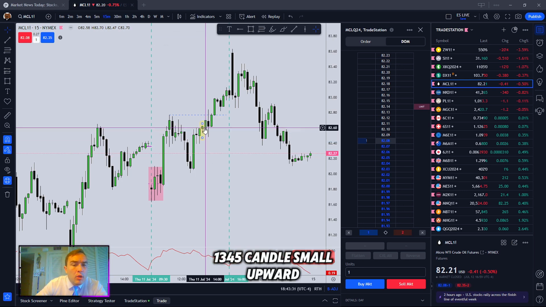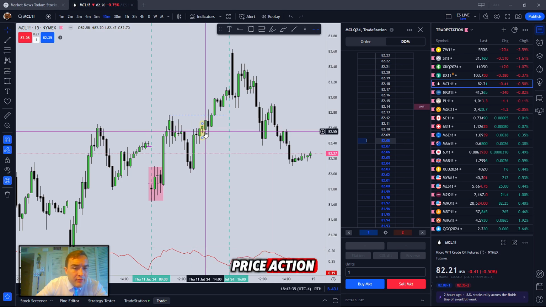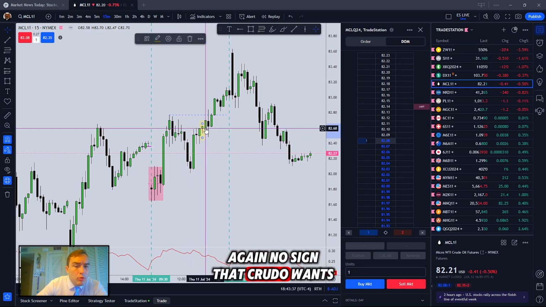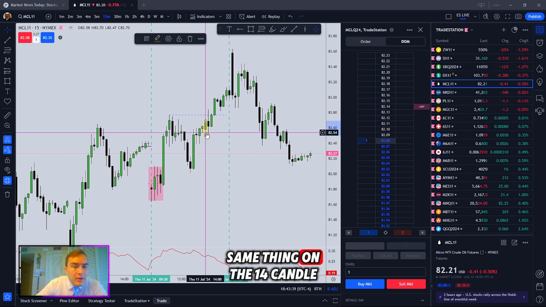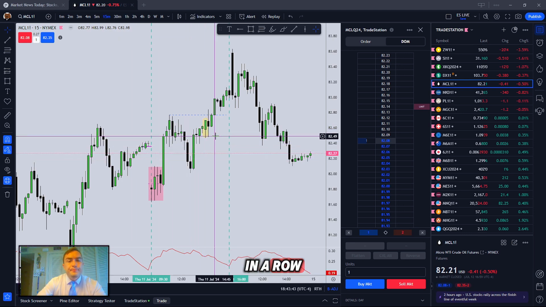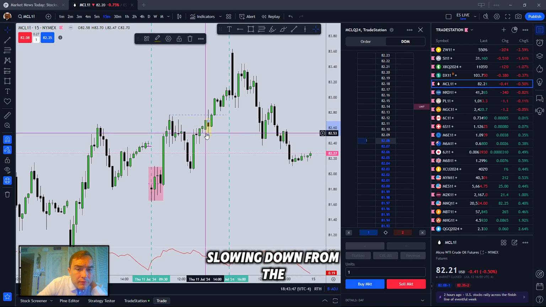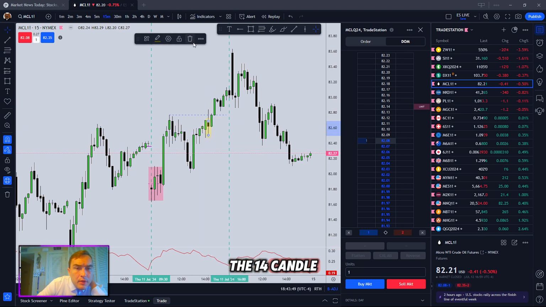1345 candle, small upward hammer candle, closes above all of this prior price action. So again, no sign that crude oil wants to slow down. Same thing on the 1400 candle. Now we have 3 green candles in a row. So no indication that the market is slowing down from the 1400 candle.